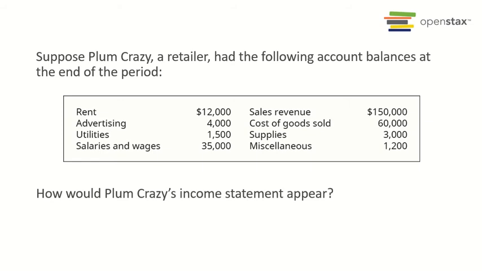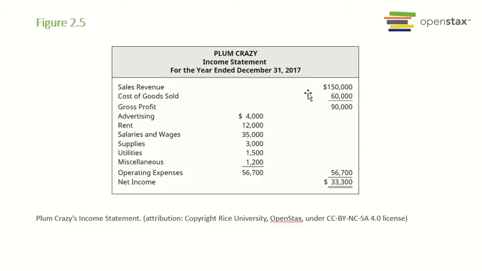So let's start with sales revenue. We have sales revenue of 150,000. What's our cost of goods sold? 60,000. So sales revenue 150,000 minus cost of goods sold 60,000. That's the first part of the income statement: sales revenue minus cost of goods sold, we get the gross profit.